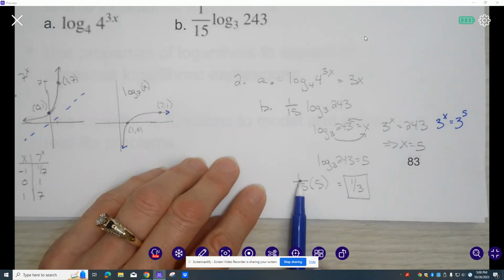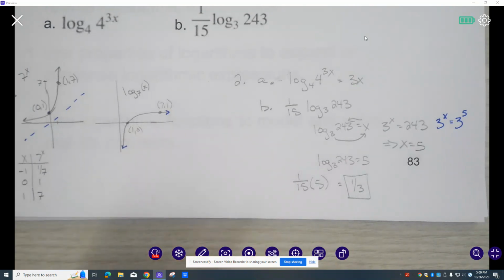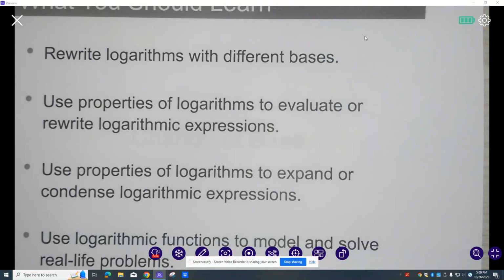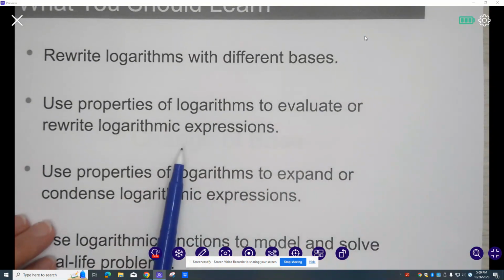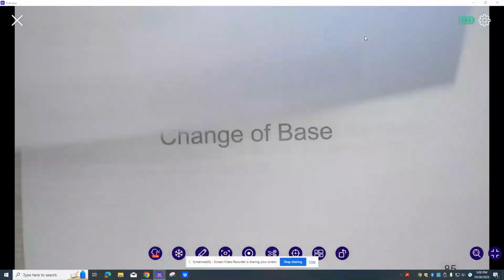So then I have 1/15th times 5, which is the same as 5 over 15, or 1/3. Okay, that's just a little review. This is what we're going to look at today, rewriting. This is change of base, and then we're going to learn all about these various log properties.